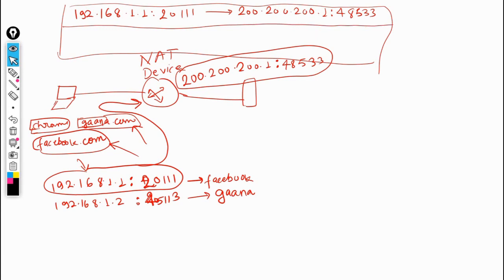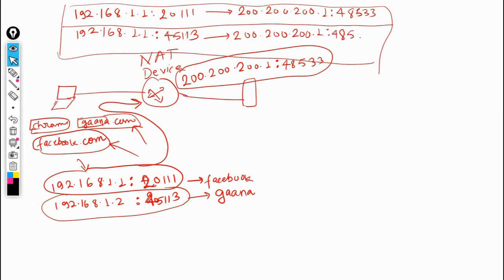Same after a few seconds, or within microseconds, you hit another tab, Ghana.com. So it makes another entry here, 192.168.1.1, using the port number 45113. And now it is translated to 200.200.200.1, and these ports are not random, they might be in sequence, like 48534. Fine. So now it has the public IP address, and this is being transmitted to the destination port.